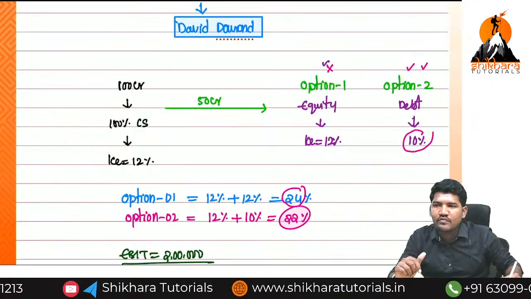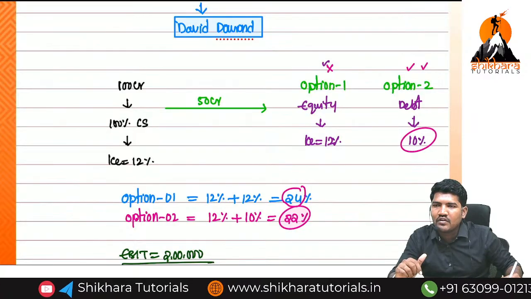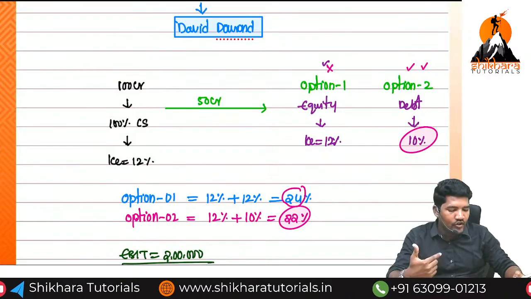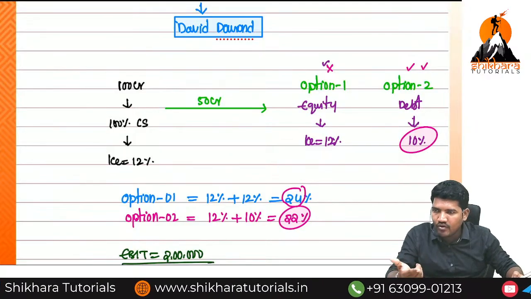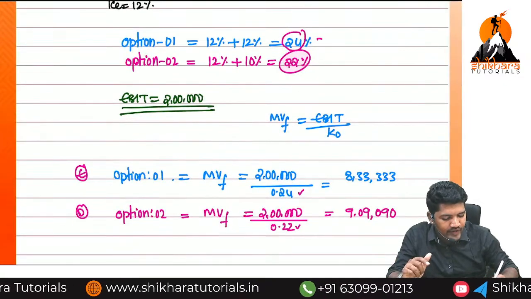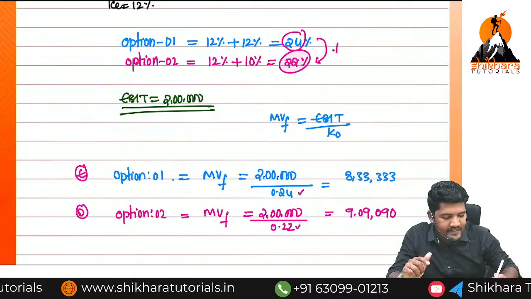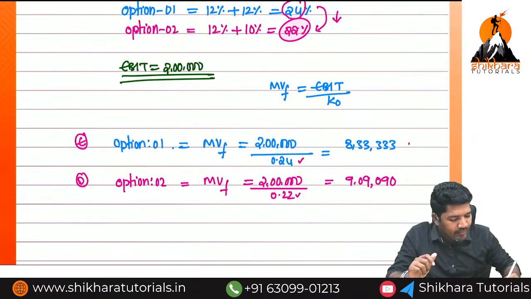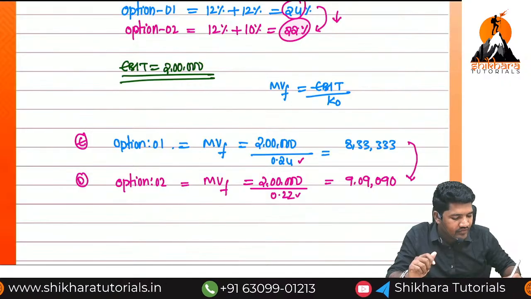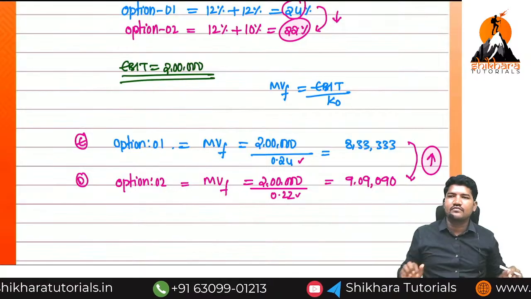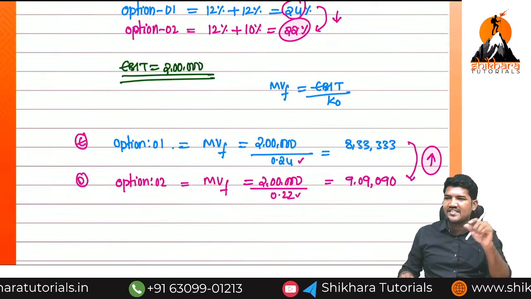So why did I choose option 2? Because debt is cheaper than equity. If there is a low KD, my KO, what happened? 24% to 22%. Decrease or increase? Decreases. Because of the decreasing KO, my market value, what happened? Guys, clear? Simple statement. Based on the statement, it will be complete.